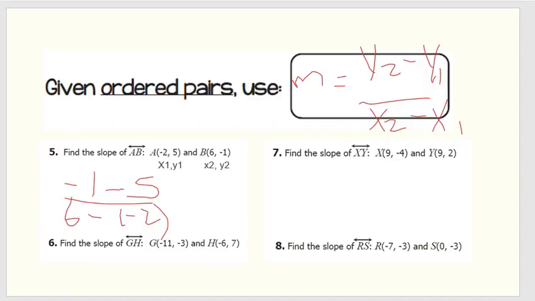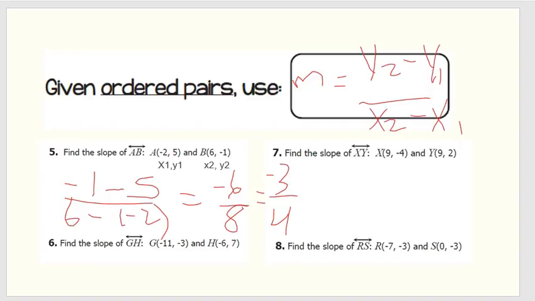Okay, so here's where your integer operations is very important. -1 minus 5 gives us a -6 on the top. And 6 minus a -2 gives us a +8 on the bottom. And then you would simplify that to be -3 over 4. All right? So what I'd like you to do is pause the video and then do number 7 on your own. So find x1, y1, x2, y2, substitute them in, and find the slope.